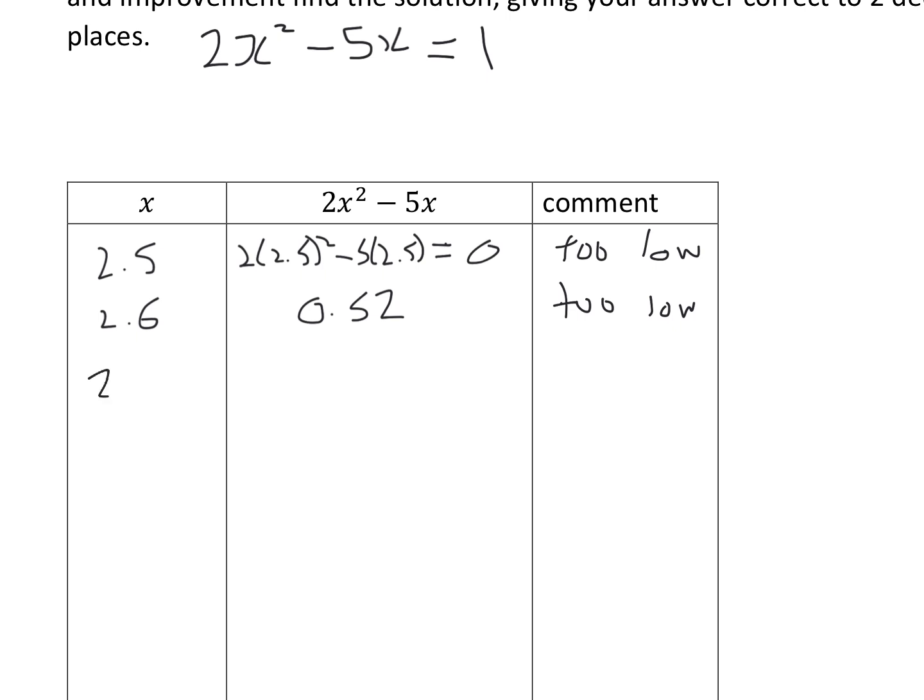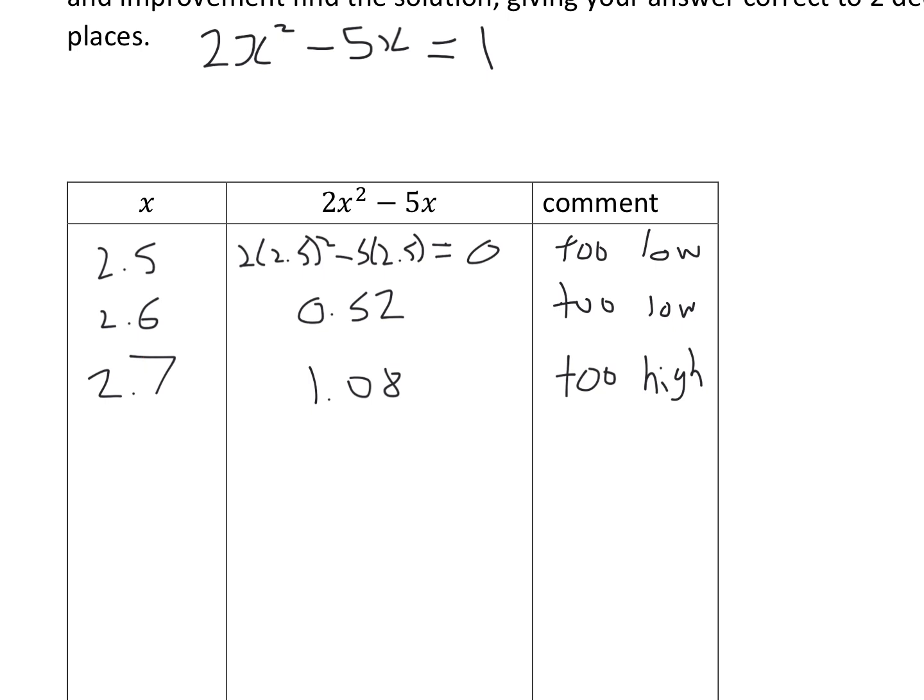So next one up would be 2.7. If you put 2.7 in, I get 1.08. And that there is now above 1, which is our target. We're trying to get that equal to 1, so that's too high. So now we've got it between two numbers to one decimal place, which is great. That's probably where you get your mark. Probably the first mark in this one.